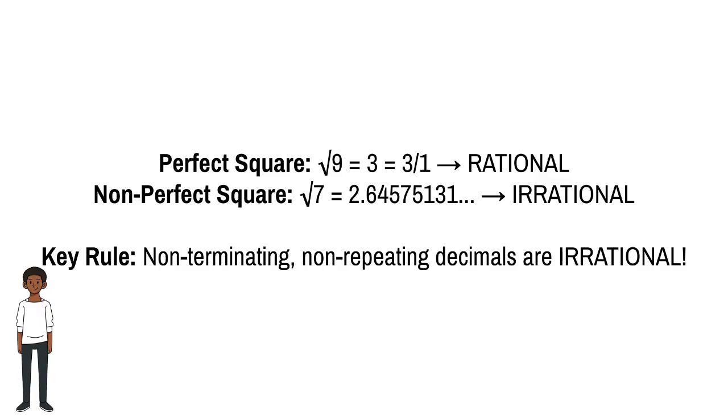If you type square root of 7 into a calculator, you get 2.645753131, and so on. Notice that this decimal string never ends and never settles into a repeating pattern. Whenever a number creates a non-terminating, non-repeating decimal, it cannot be written as a ratio of two numbers, making it an irrational number.